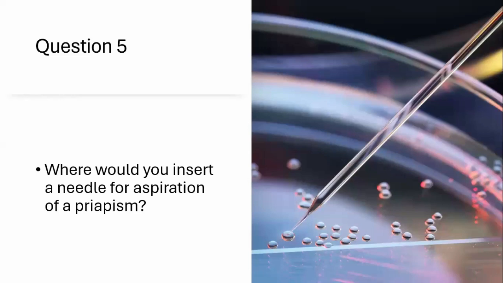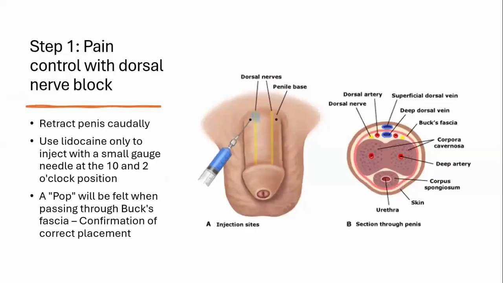You can maybe hold on to that question because it's important. So, like I said, step 1, you're going to control the pain with the dorsal nerve block. Obviously, you're going to use lignocaine without adrenaline, and you're going to inject in the 10 and 2 o'clock position. And you will usually feel a pop as you go through Buck's fascia. And that confirms correct placement. This is really a game changer. No amount of morphine, fentanyl, whatever you want to give this patient is going to take the pain away. Okay, so do a nerve block to make your life much easier.